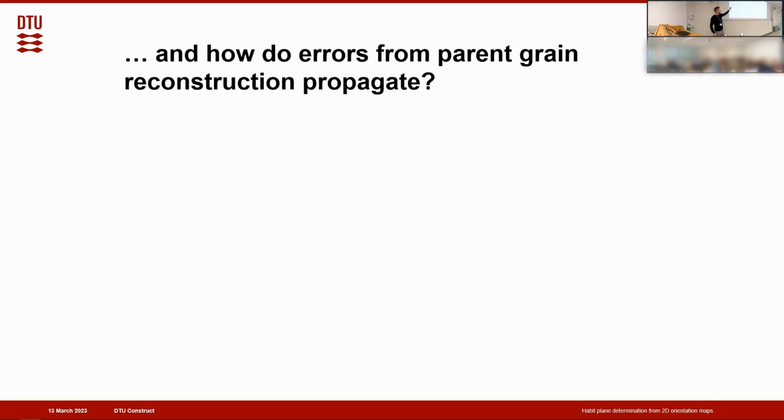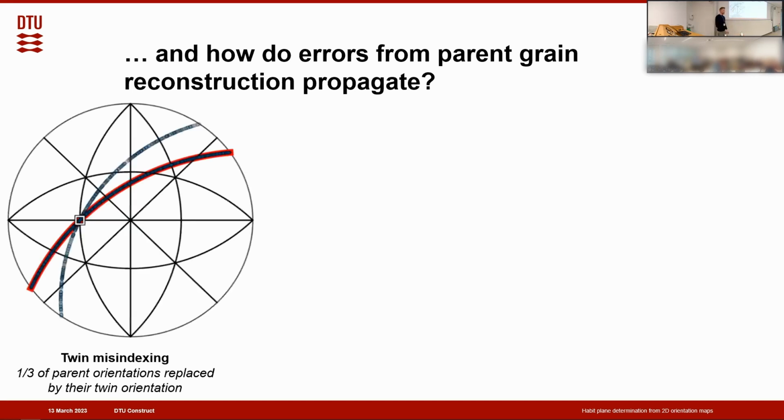But what about errors from parent grain reconstruction? Because remember, we need those symmetry operators to rotate everything in place. And if our parent grain reconstruction does not do a good job, then we might identify the wrong symmetry operators, right? We also tested this with artificial data. Here, for example, we assumed that a third of the parent orientations that we reconstructed were falsely reconstructed as their twin orientation. What happens then is that we get a second suggested habit plane, which is not the actual habit plane, and they have an intersection point at 110 here.